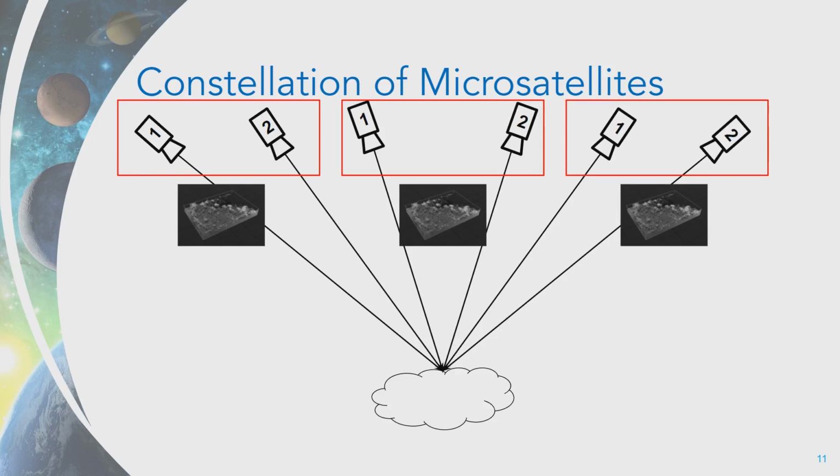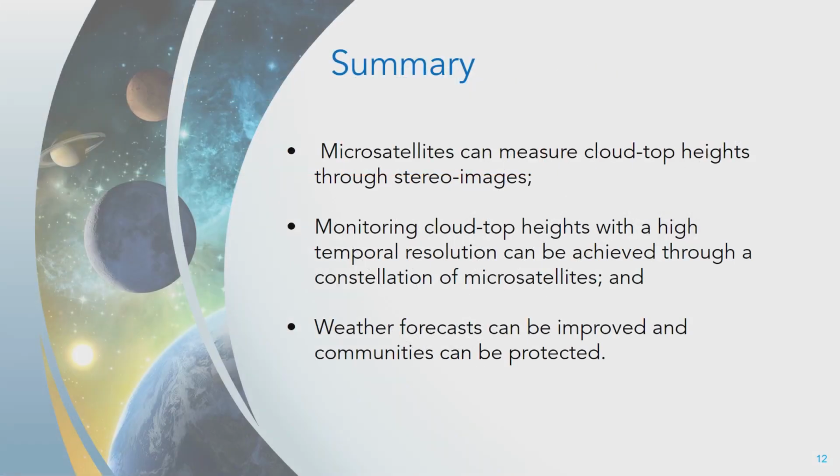In summary, cloud top heights can be measured by microsatellites with similar capabilities as Diwata-1. Cloud top heights and their changes can be monitored with a high temporal resolution using a constellation of these microsatellites. Through this method, weather forecasts can be improved and communities can be protected, not just from the impending pandemic, but also from future disasters and crises.